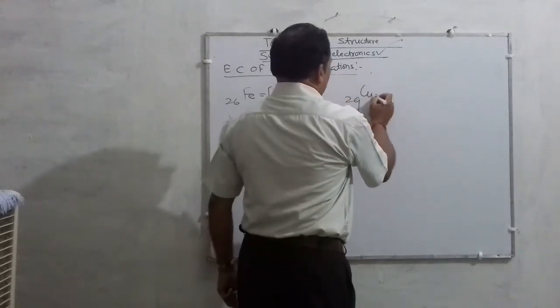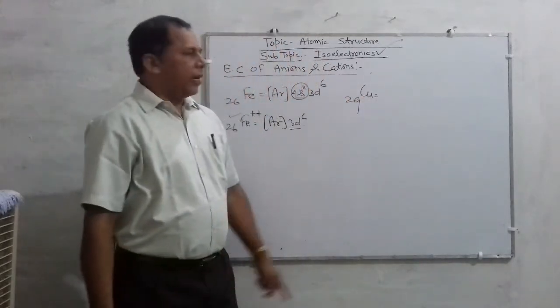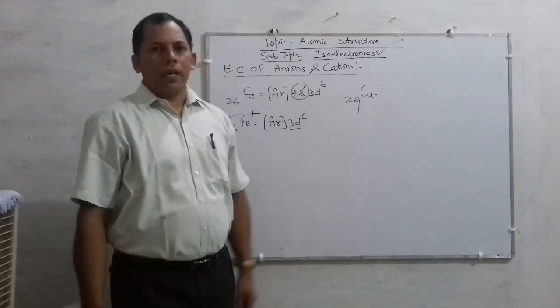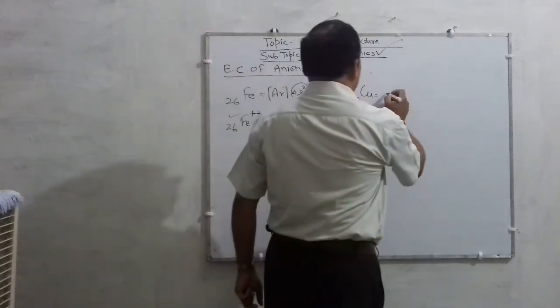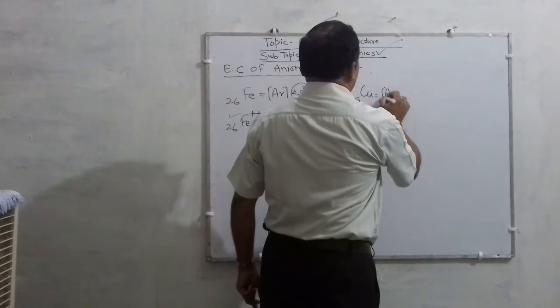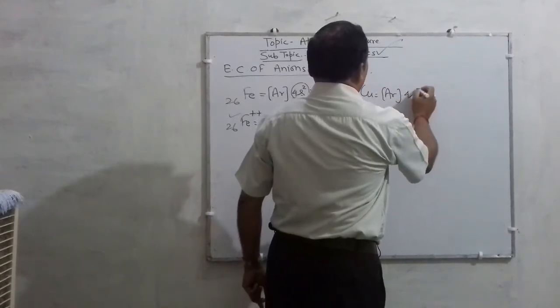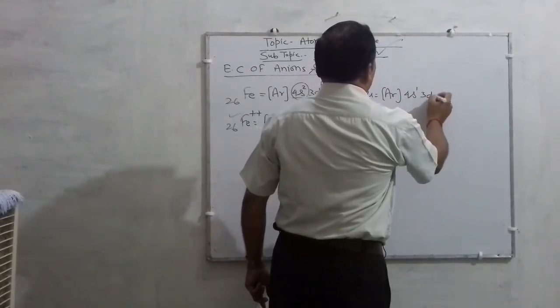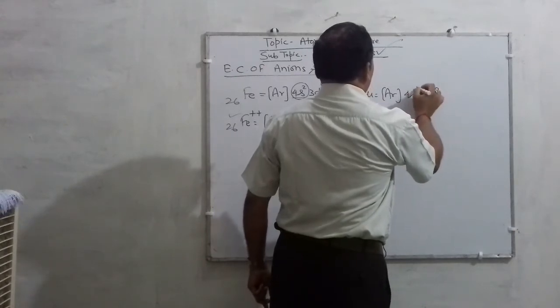One more example. You are very well acquainted with this element, 29 copper, and its configuration can be written as 4s1 and 3d10.